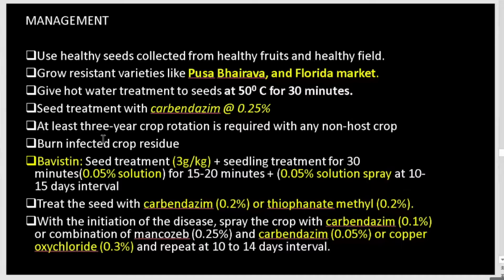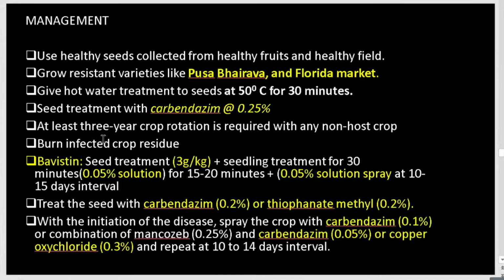Hot water treatment is not advisable for farmers, and it can only be carried out by professionals. Generally, seed treatment is advisable with carbendazim at the rate of 2.5 gram. And when there are severe cases of this disease, crop rotation with a non-host crop is generally advised, because it can persist in soil for a couple of years.